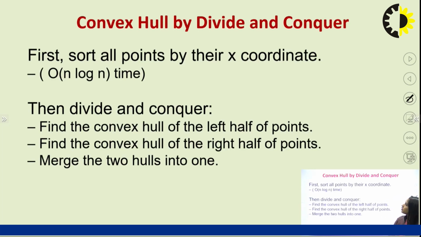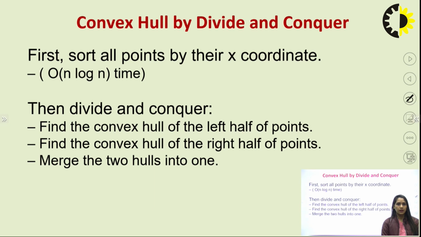The next one is convex hull by divide and conquer. You can use either Graham-Scan or the divide and conquer convex hull. First, in the convex hull, you have to sort all the points by their x coordinates, as mentioned in this slide. Then, in divide and conquer, you have a complete set of points in the plane.